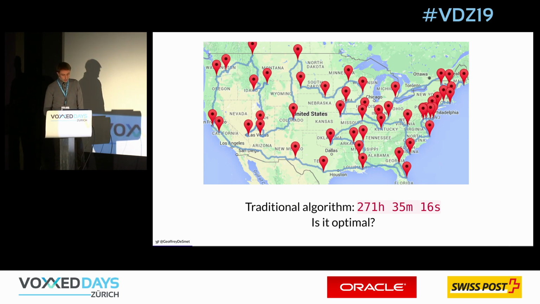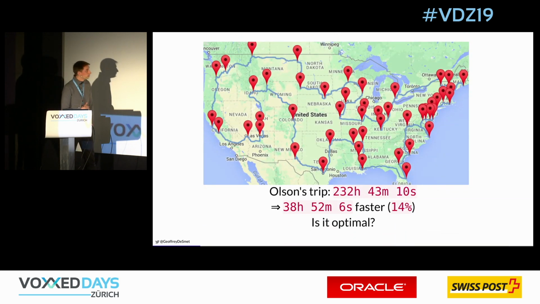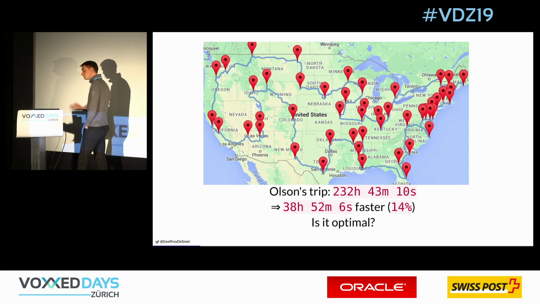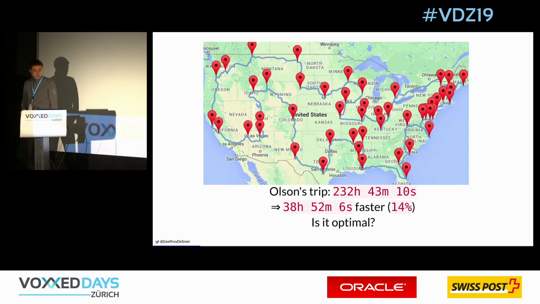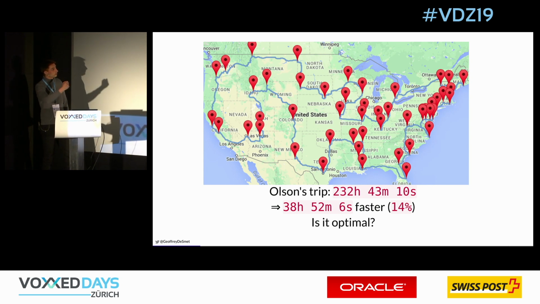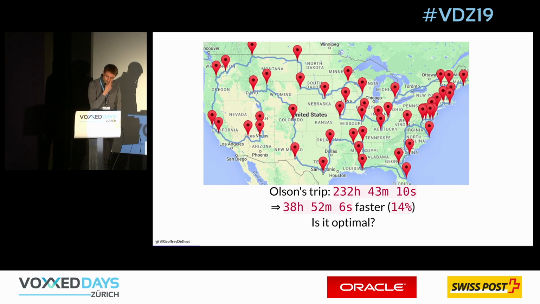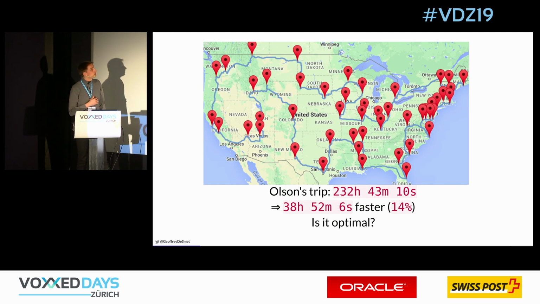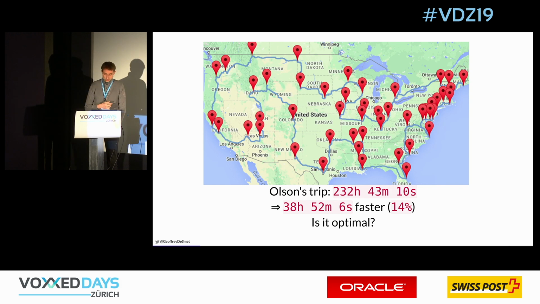So this is the solution from the newspaper. This was in the Washington Post, it was in the New York Times. I've seen it in a Dutch newspaper. This is the ultimate American road trip. And all of these papers actually said it was optimal, although on the original blog of Olsen, who created this trip, he didn't actually use the term that it was optimal.